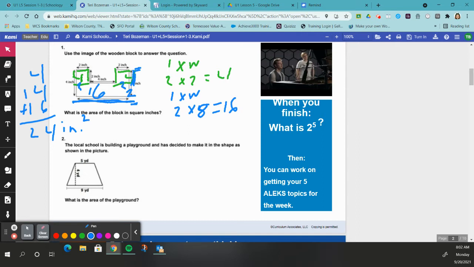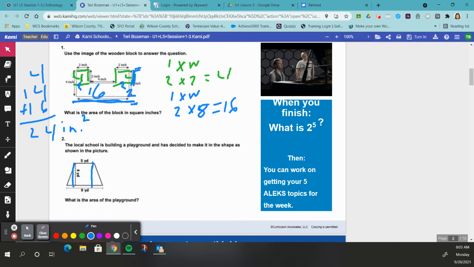Number 2 was another most missed question on our common assessment that we took a little while back. It's a trapezoid, and you have to find the area of it. Many people just multiplied base times height, and we don't have an area formula for a trapezoid. So in this case, you had to decompose it. So you had to decompose and break off the triangular pieces on the side.